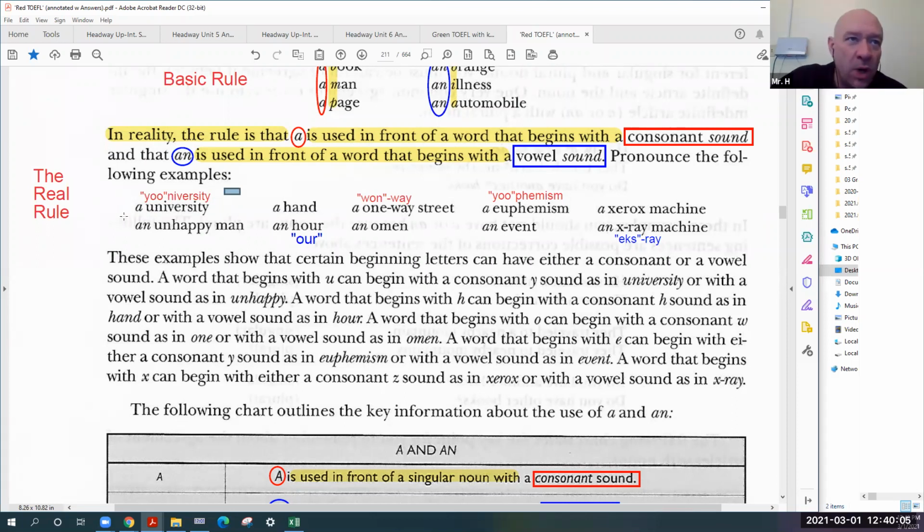Okay. But look at the one under it. An unhappy man. Why do we say an? Why is that? Because the sound of unhappy is the vowel. It's a vowel sound, right? It's a vowel sound.